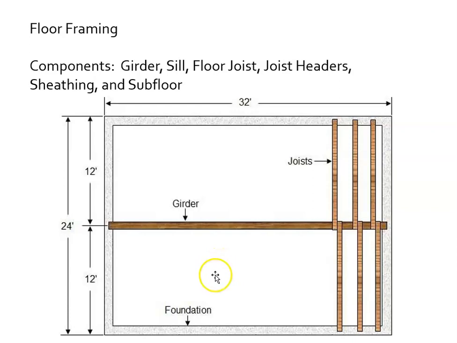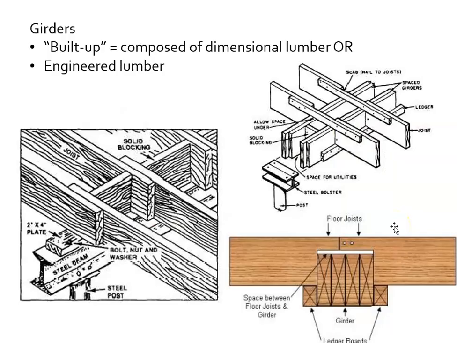All right, so one more. So this is a nice clear example. Concrete foundation below, girder, joists. Easy. Girders could be built up and composed of dimensional lumber, or they could be engineered. So these kind of look like some vintage diagrams.